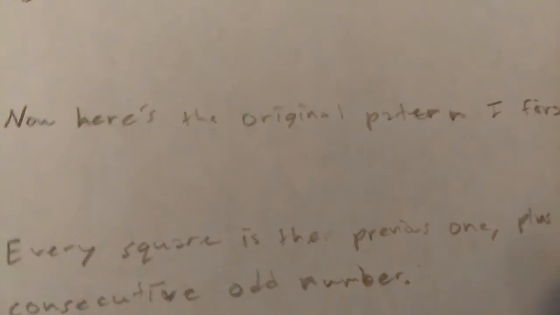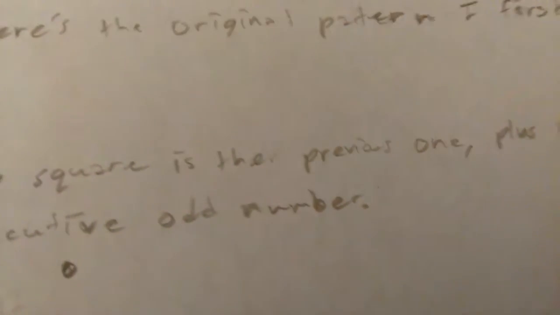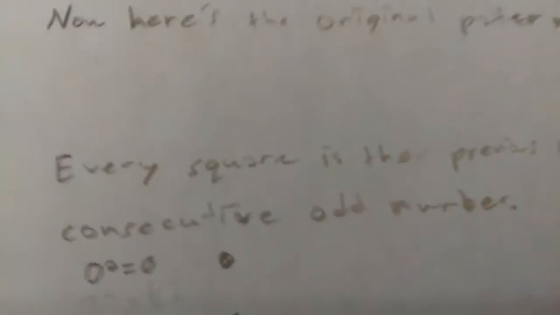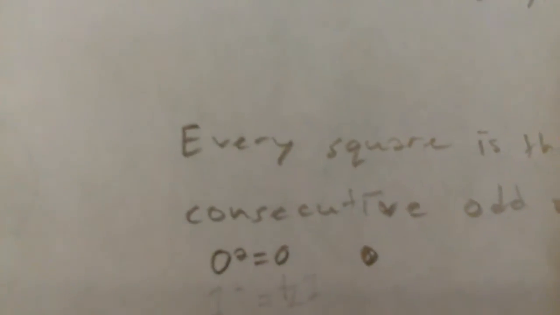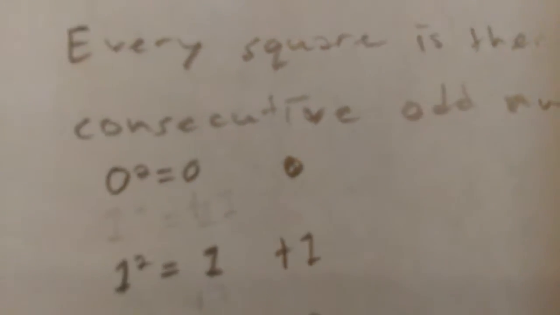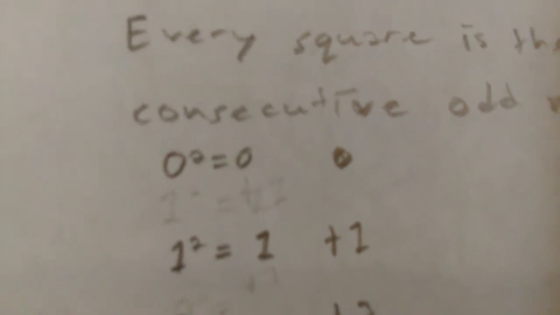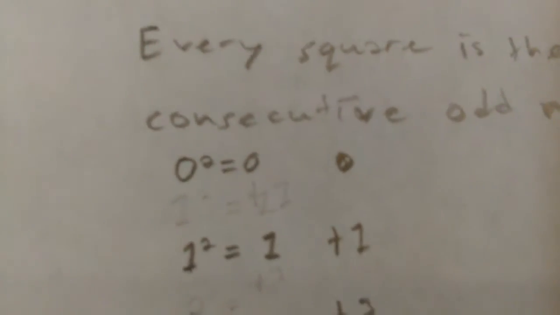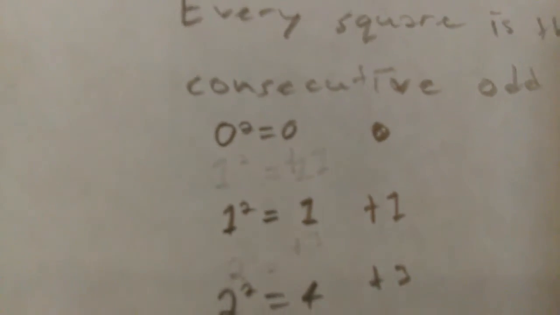Alright, so now let me show you the original pattern that I first noticed. Every square is, as I said, the previous square plus the next consecutive odd number. So we have 0 squared. There's no previous odd number, so you have 0 times 0 equals 0. And then you have 1 times 1 equals 1. So again, you're adding the number 1 to 0, which is the first odd number.